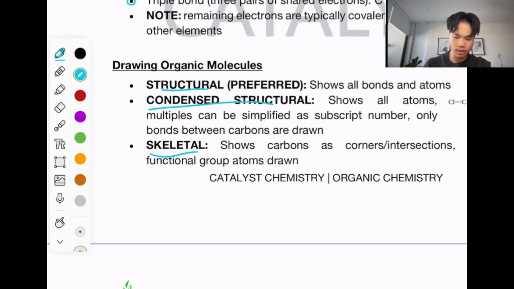So for the structures, as I was saying, structural formula is always best, where you show all the bonds between atoms as lines. So even if it's a hydrogen to carbon bond, you show the whole thing.